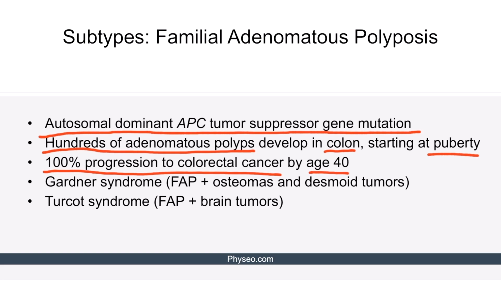Now, some patients with this syndrome also have osteomas and desmoid tumors. And if they have that, you actually call this Gardner syndrome. Whereas if they have concurrent brain tumors with the familial adenomatous polyposis, you call that Turcot syndrome.